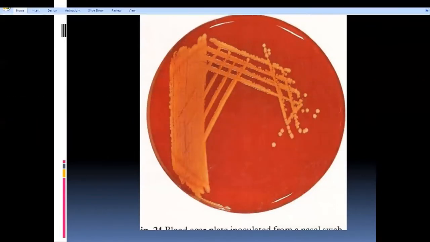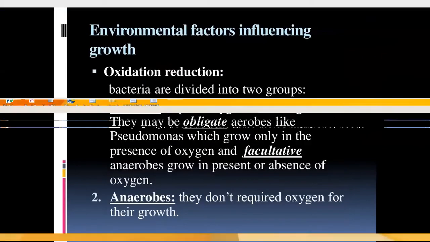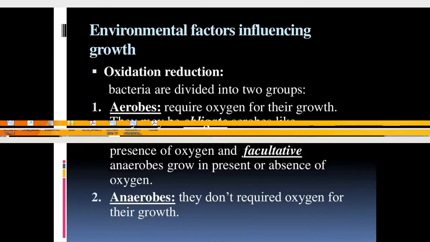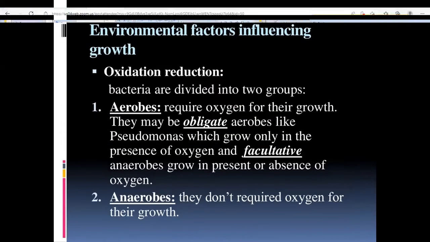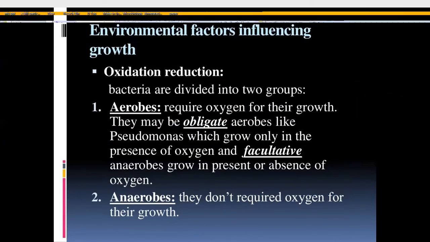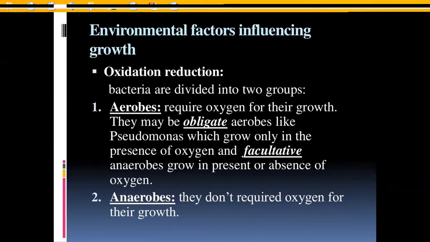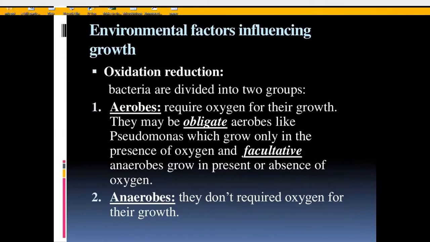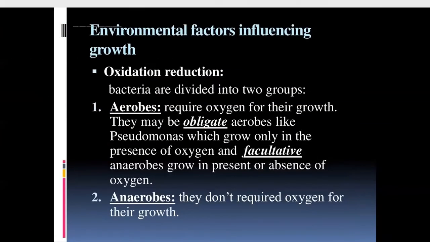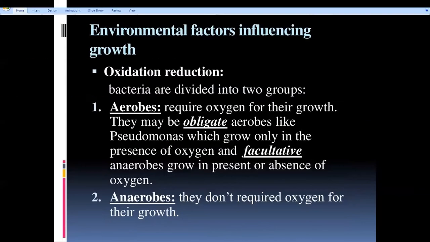Okay, this is blood agar, and now environmental factors influencing growth. What are the different factors affecting the growth of bacteria? We have studied that it requires particular oxygen concentration, particular pH, and particular temperature. Now we are studying oxygen. Based on oxygen presence or absence, we can divide microorganisms as aerobes or anaerobes.